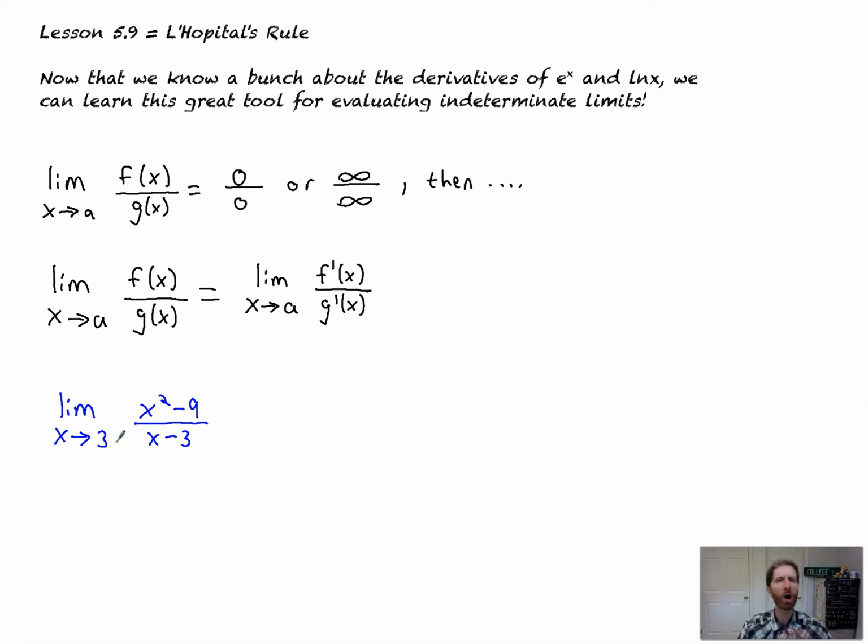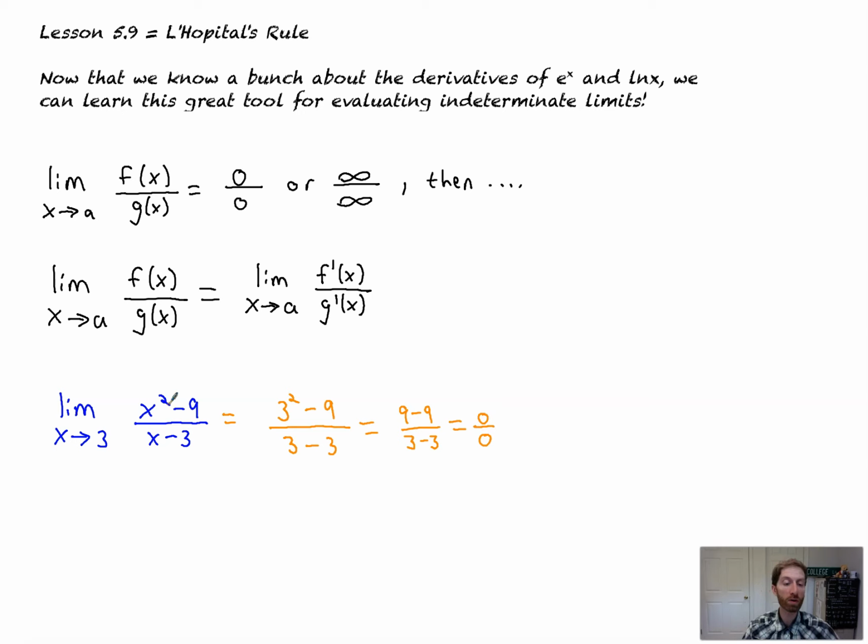So always start out with direct substitution. I'm going to plug 3 into this thing, and I get 3 squared minus 9 all over 3 minus 3. And that gives us 9 minus 9 over 3 minus 3, nothing extreme yet. Ooh! That's 0 over 0.